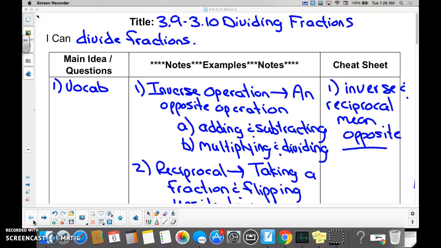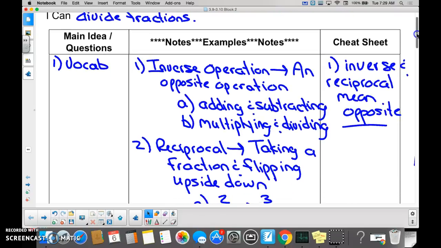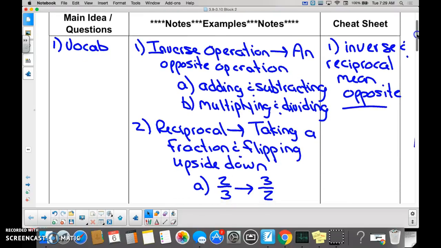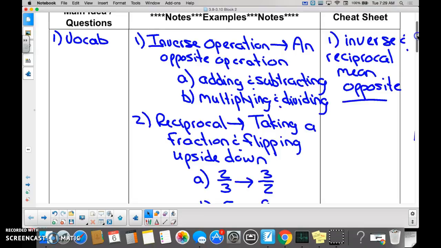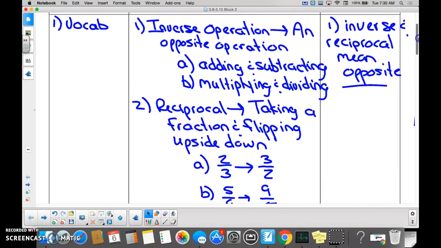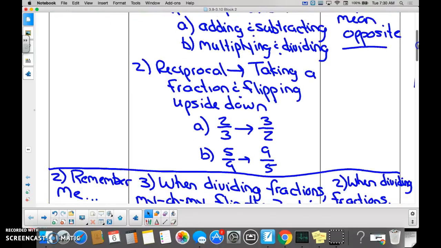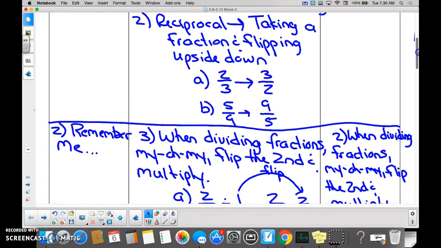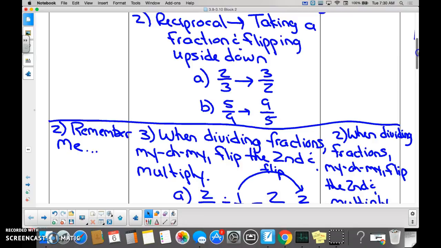First of all, vocab. Inverse operation would be an opposite operation. The opposite of adding is subtracting. The opposite of multiplying is dividing. Would be two really good examples. Reciprocal, again, an opposite, taking a fraction and flipping it upside down, like 2/3 becomes 3/2, 5/9 becomes 9/5. Inverse and reciprocal basically both mean the opposite. Super important that we remember this when dividing fractions: flip the second and multiply.